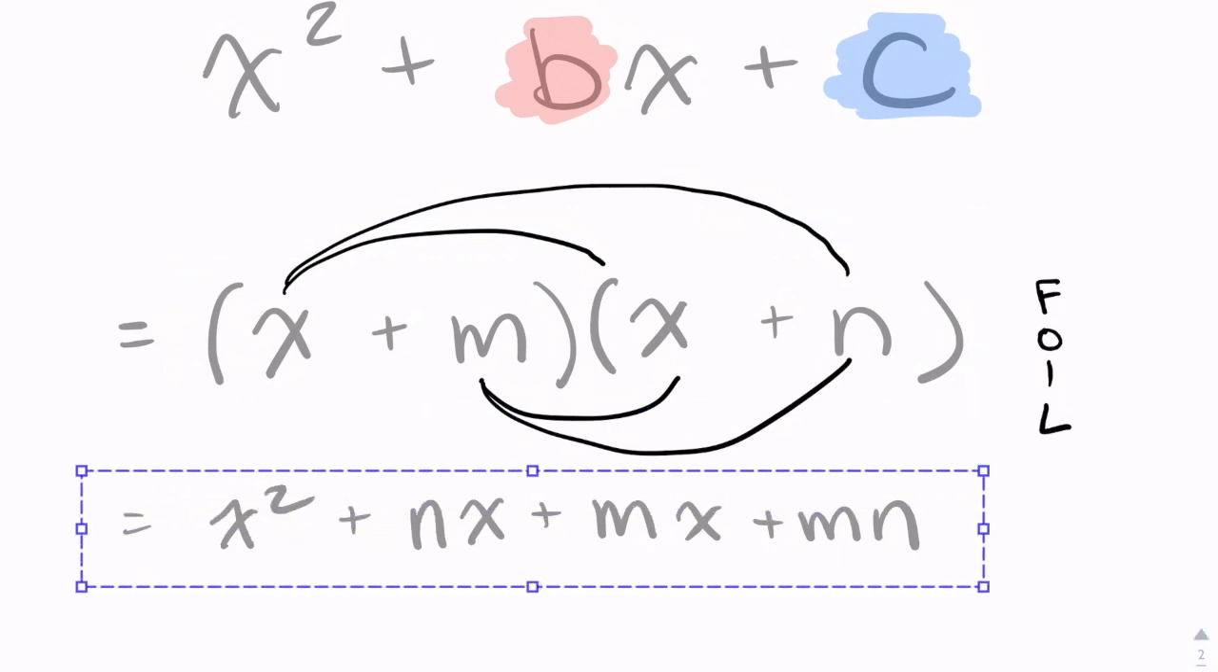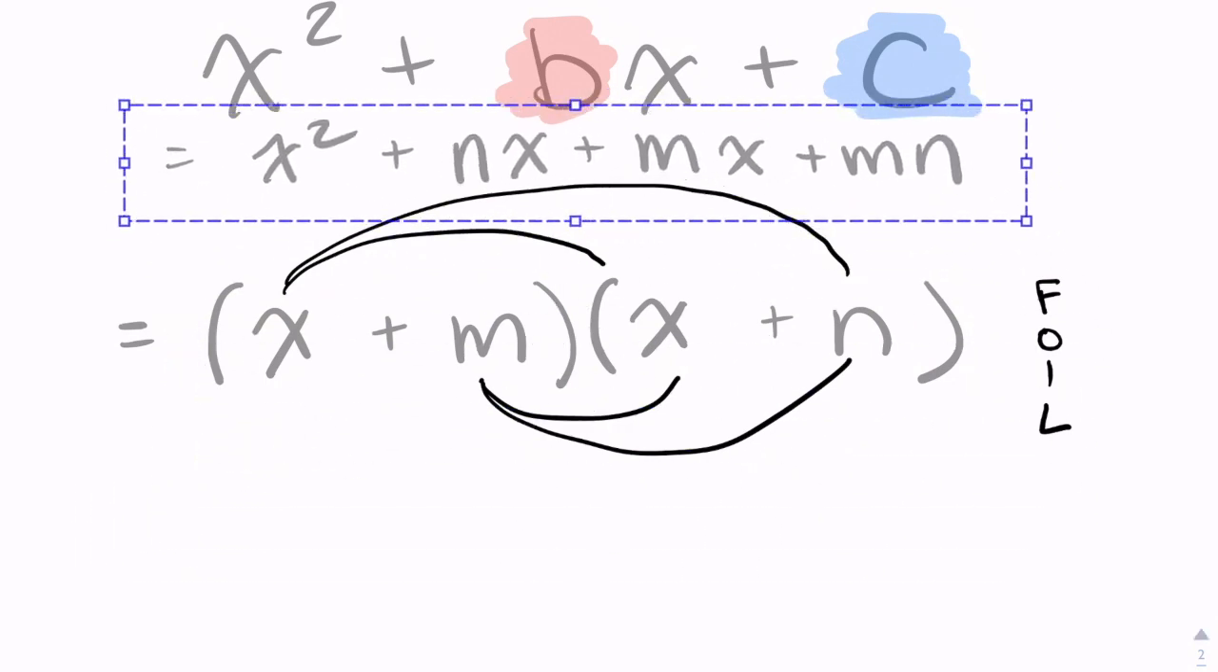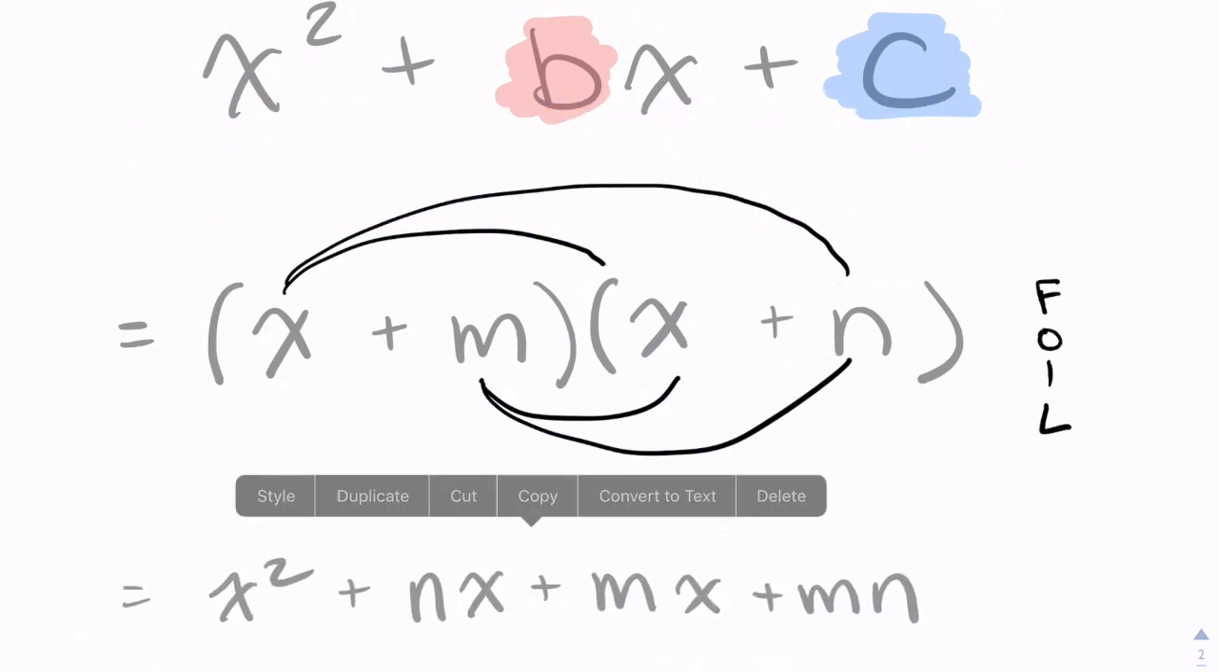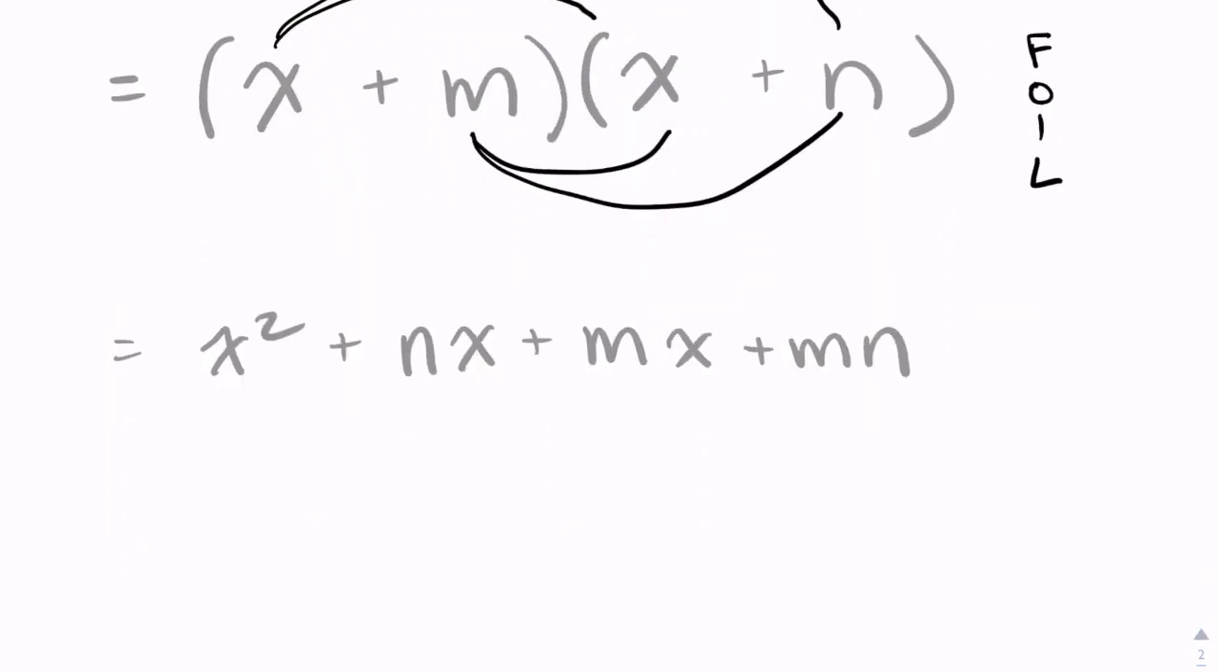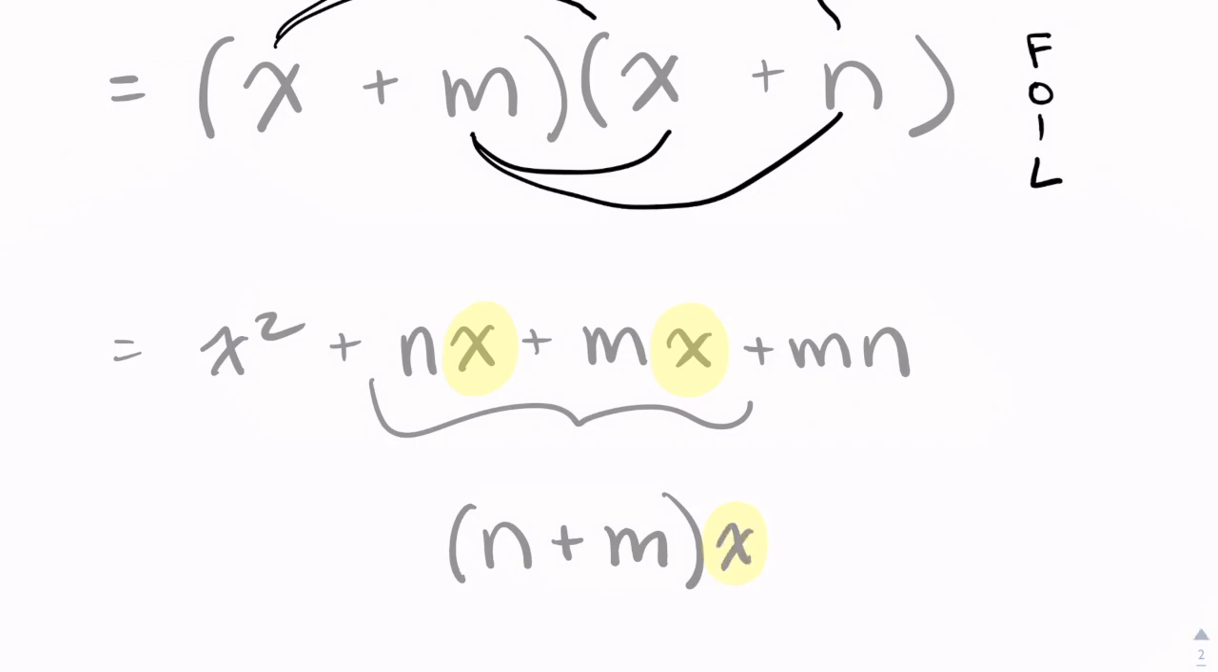Now this is going to end up equaling our x squared plus bx plus c. However, we have some like terms. You'll notice that x squared is by itself, mn is by itself, but we have two terms with just one x in them. So we can in fact combine these two to give us n plus m, and that has an x on the outside because we distributed out an x from each term. Equals x squared plus that plus mn.